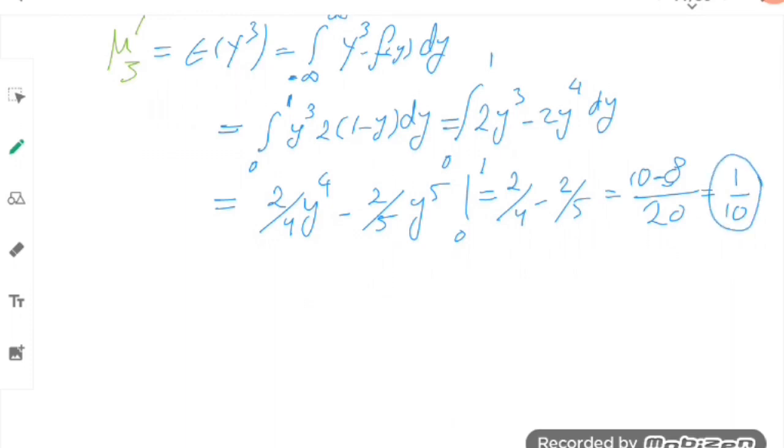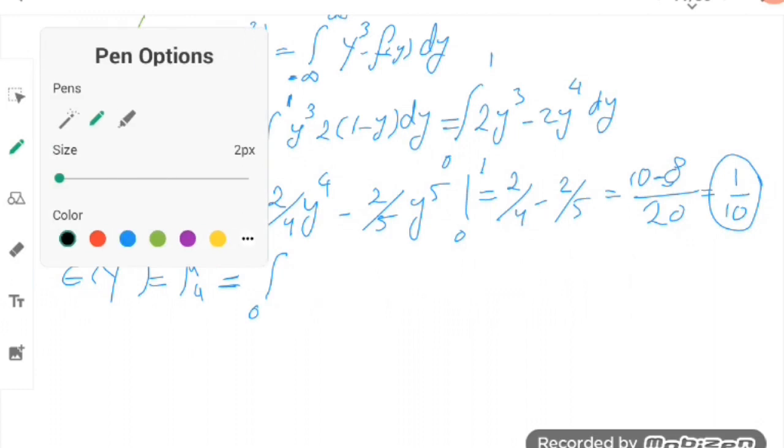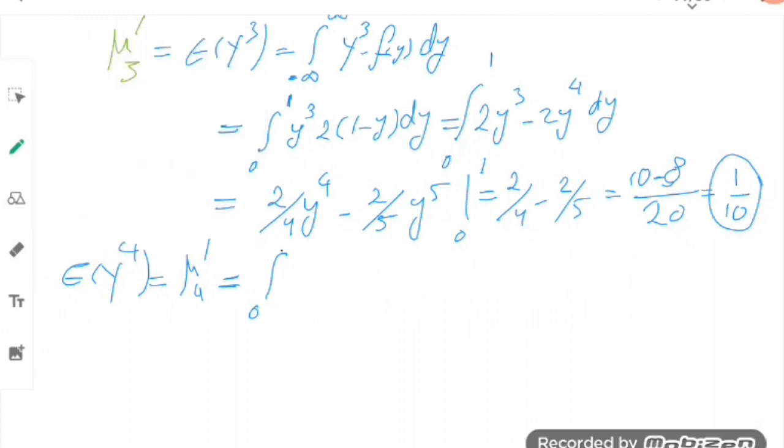Then we'll move to find the expected value of y to the power 4, which is mu 4 prime. This is the fourth non-central moment. This will be directly from 0 to 1, the integral from 0 to 1 of y to the power 4 times 2 times 1 minus y dy.